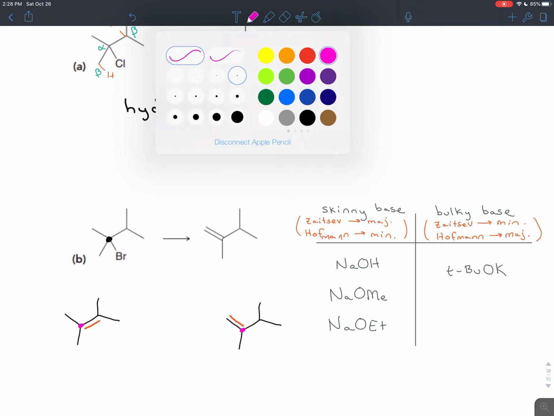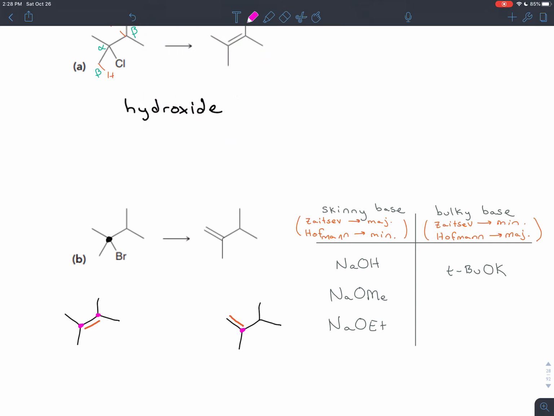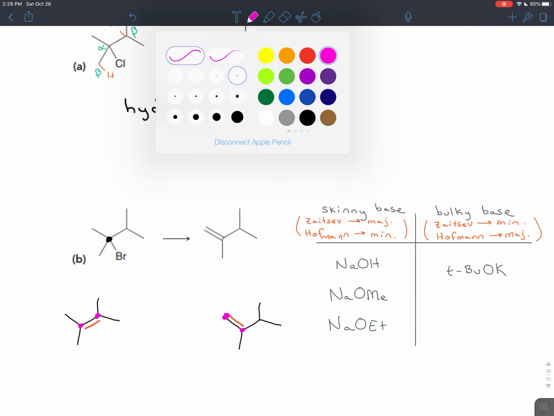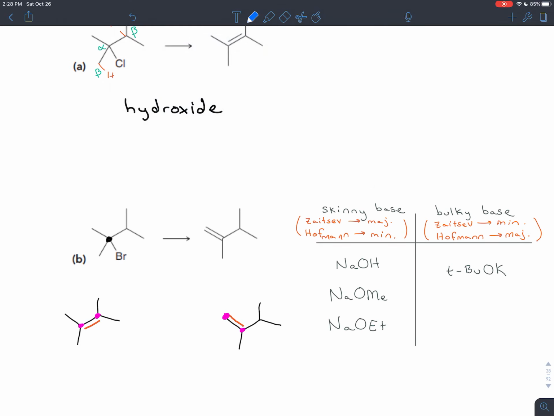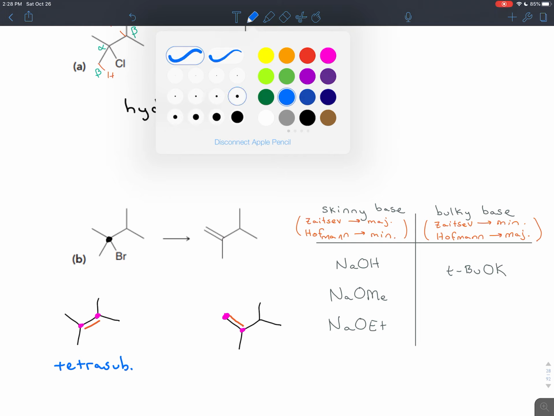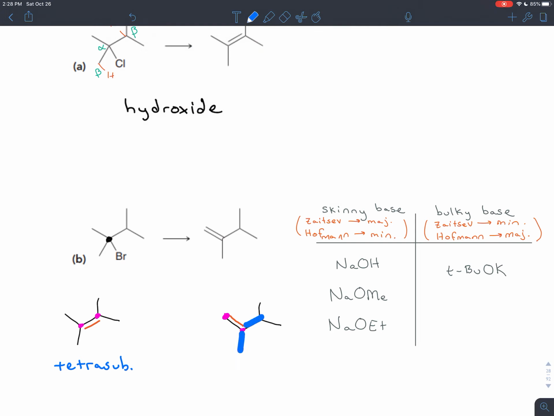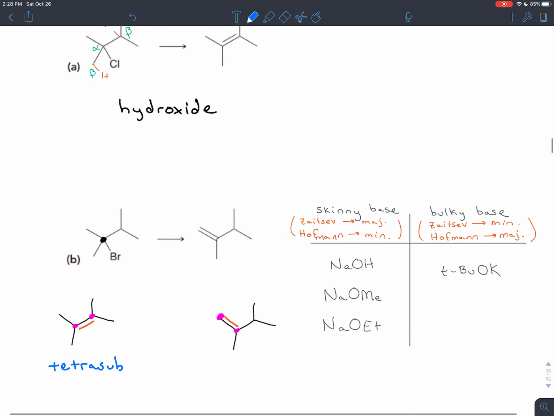Now, if you want to think about how stable these are, and which one is the Zaitsev and Hofmann product, then you'd put the 2 dots at the end of the double bond and ask yourself how many carbons are coming off of those carbons in the double bond. Well, on the left, you have 4. So that's tetra substituted. On the right, you have 2. So that's di substituted.